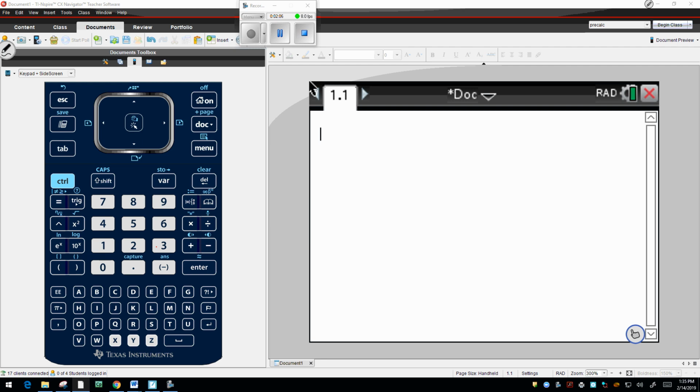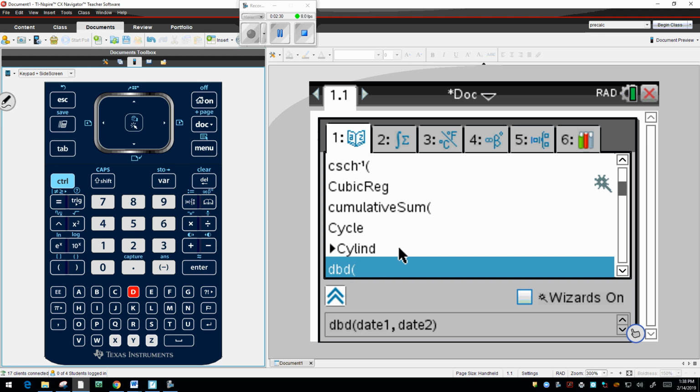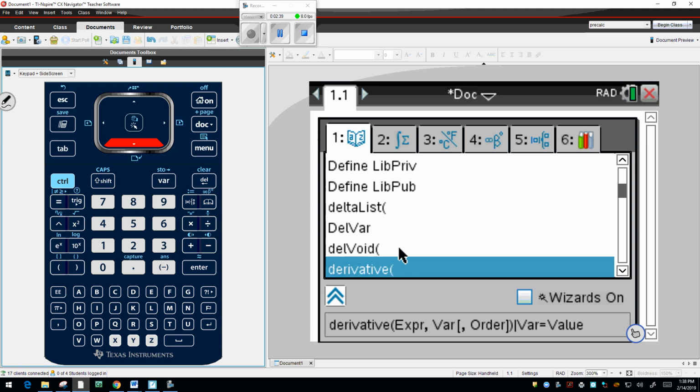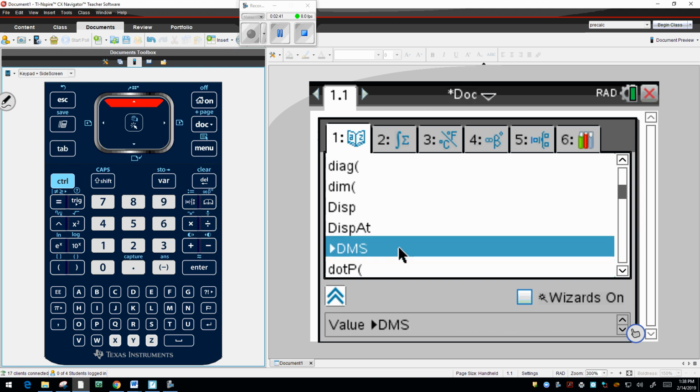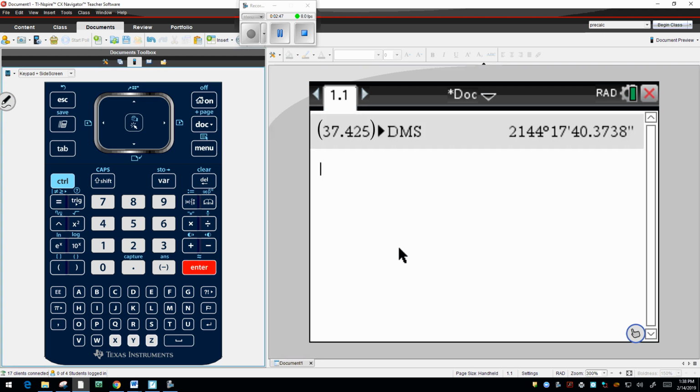Now the nice thing is that you can do this on your calculator. If you were to type in 37.425, and I can go to my catalog. So if I go to my book, perhaps an easy way to search for this, if I press just the letter D, that brings me up to all of my commands that begin with the letter D. And I'm going to scroll down until I actually find our DMS, which is right there. And I press enter, and I press enter again, and that will turn it into degrees, minutes, seconds.